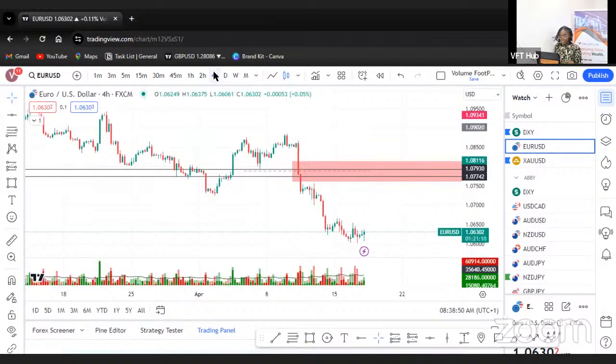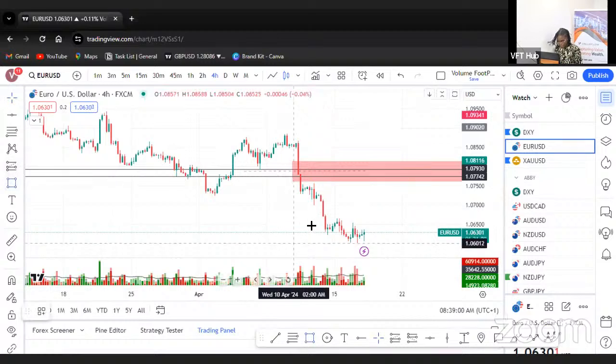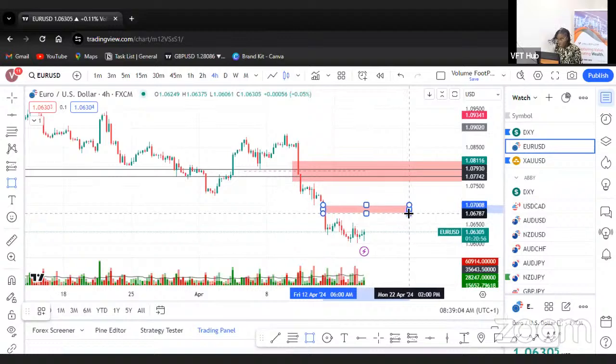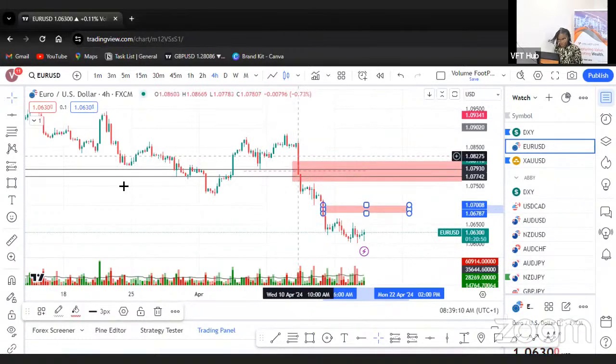And then for our 4-hour time frame too, I'm expecting some push to the upside, probably to fill up this fair value gap here before it continues itself to the downside. And if this doesn't hold, then I expect that price should come all the way into this region, buy all the way here.